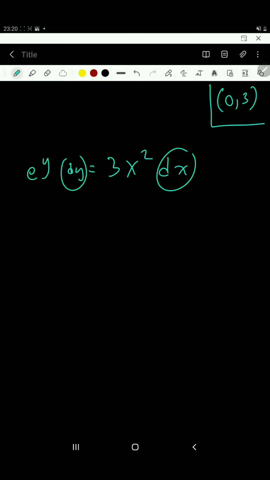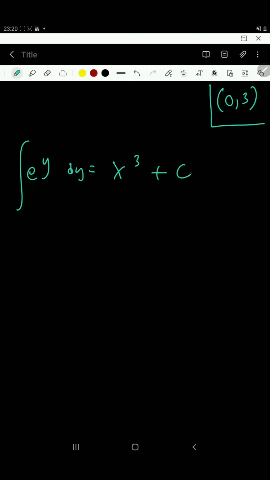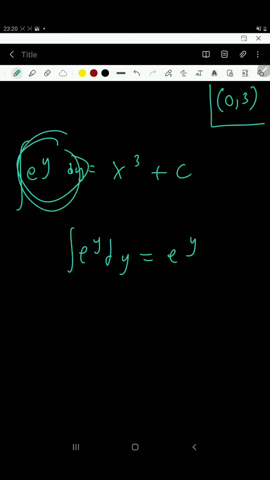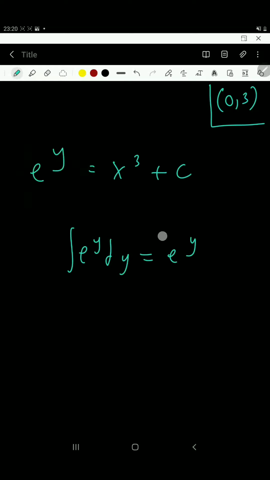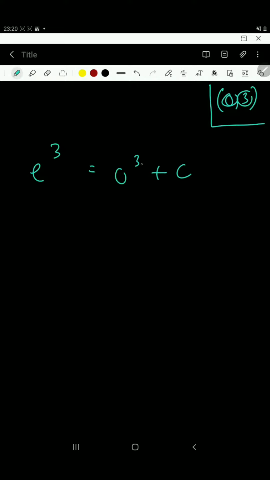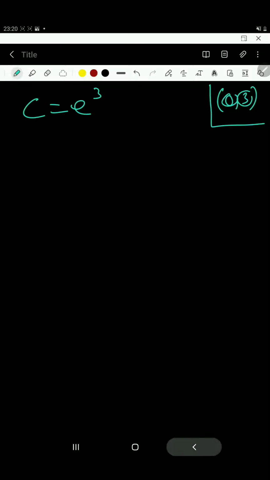To get rid of dx dy, what do you do? You integrate. Integral of 3x squared is x cubed, plus c of course. Integral of e to the x dx is just e to the x. So integral of e to the y dy is just e to the y. So this whole thing is just e to the power of y. When x is 0, y is 3. So that goes away. So c is just e to the power of 3.